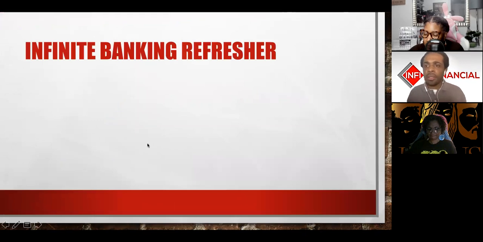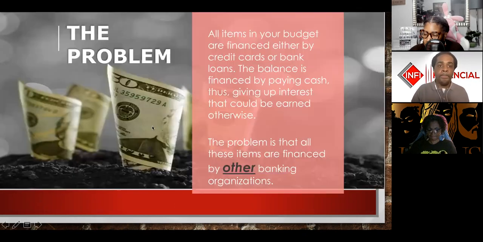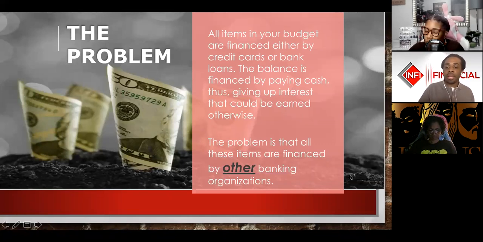I'm going to start off this presentation with a little refresher, right? It's been a while since we had the last presentation, so let's cover some of the key concepts from last time. The problem is that everything that we buy, we finance, and we do not know it, and we do not benefit from those things being financed. Whether you're buying something at an interest rate or paying cash and giving up your ability to earn money on that money, we finance everything. And the problem is that other organizations are benefiting from it, most namely the bank.